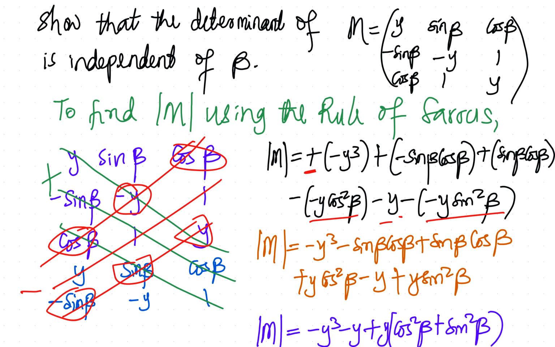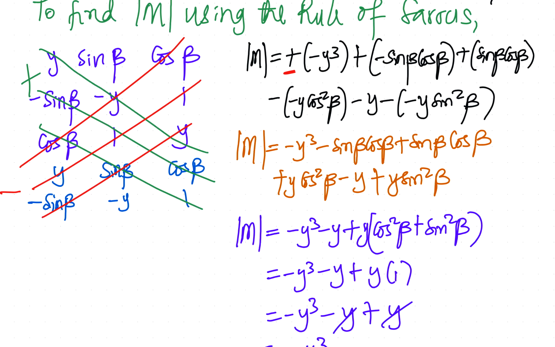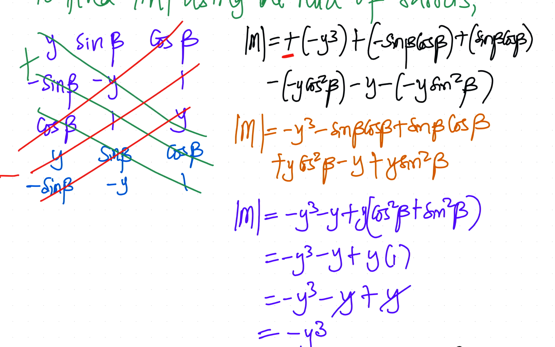All you need to do next is tidy things up. Plus times minus is minus, that's why you have minus y cubed here. Then plus times minus sine beta cos beta is minus sine beta cos beta. Plus times sine beta cos beta is sine beta cos beta. Minus times minus is plus y cos squared beta. Then minus y. Minus times minus is plus y sine squared beta. So you tidy things up further.